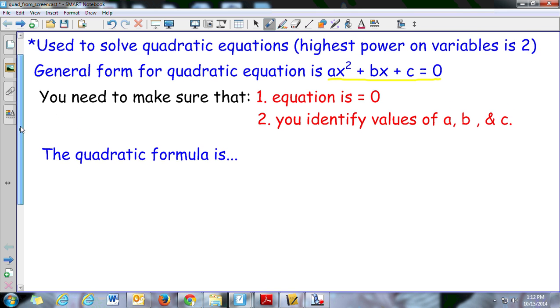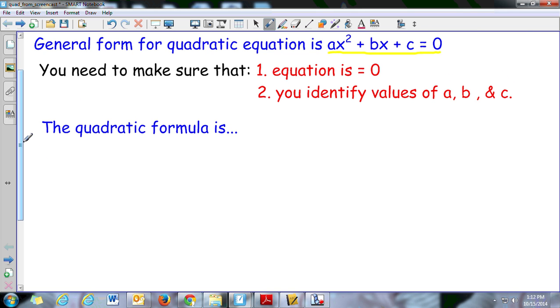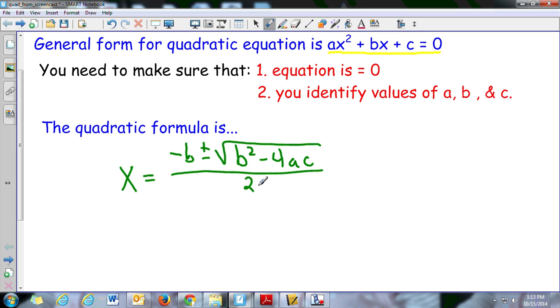So our quadratic formula, if you haven't written it down already, is this. x equals negative b, that's a b, plus or minus the square root of b squared minus 4ac, all divided by 2a. So again, those values of a, b, and c, the coefficients and the constant from your equation, are going to help you figure out what the value of x is that makes your equation work.